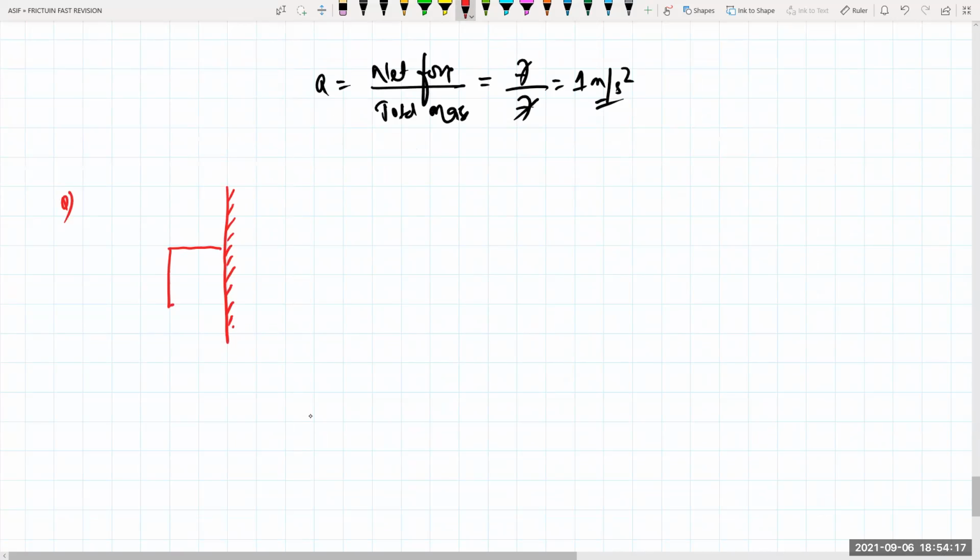There is a block connected like this to this wall. This is, say, 0.1 kg and you are applying a force of, say, 5 newton. Now the question is: find the limiting value of the friction, the force of the friction and the acceleration of the block.